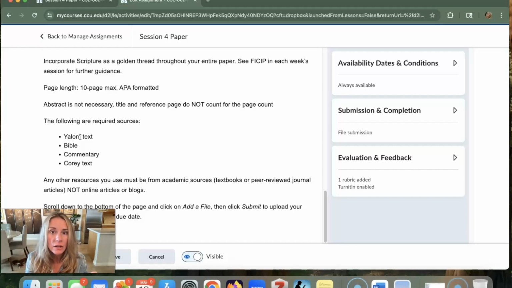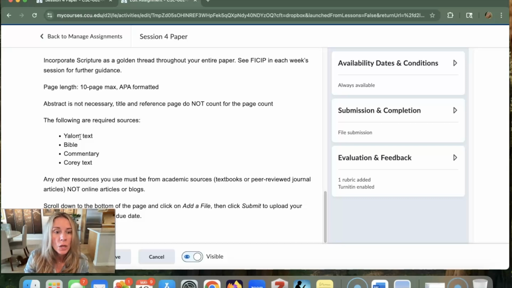So you know exactly which sources you have to use, but also you need to be using other outside academic sources. Now these could be textbooks from previous courses. You could even use your Corey textbook from your theories course, right? Also articles, anything like that. Articles on successful adolescent groups, like all kinds of interesting things you can pull in here. Please make sure they are recent, which means they are published in the last 10 years. So anything before 2015 is off the table.